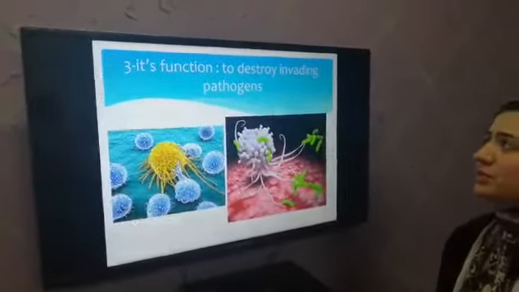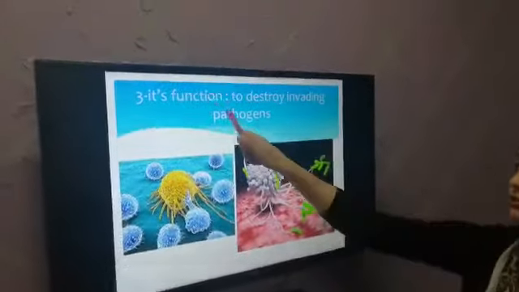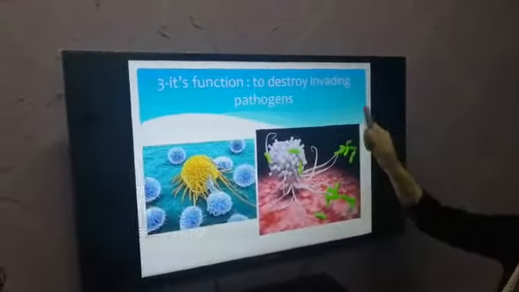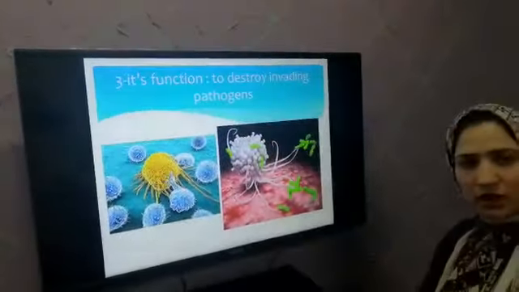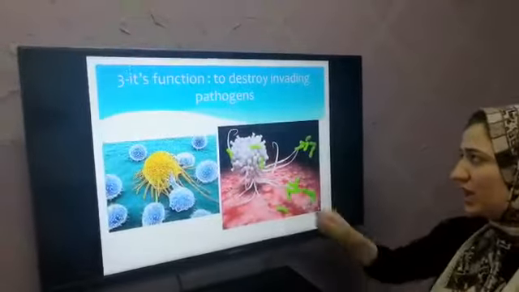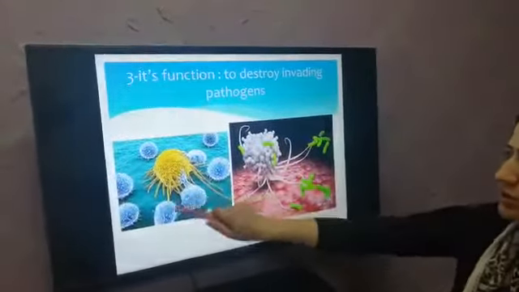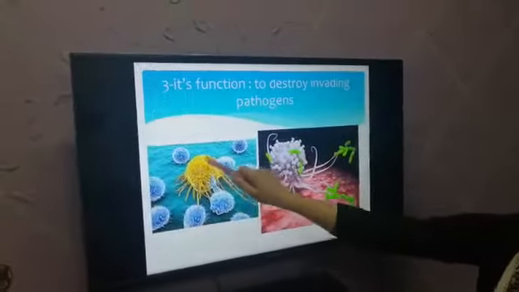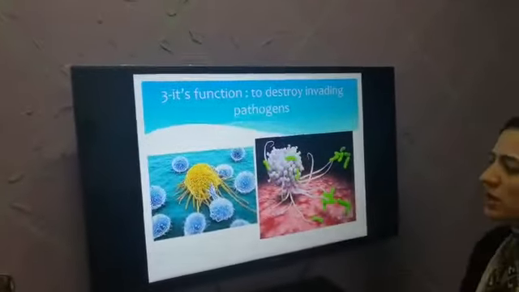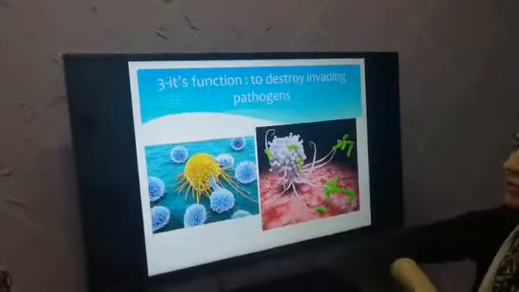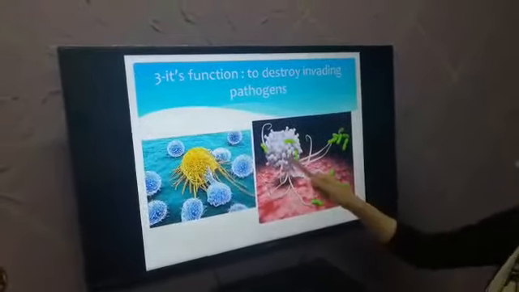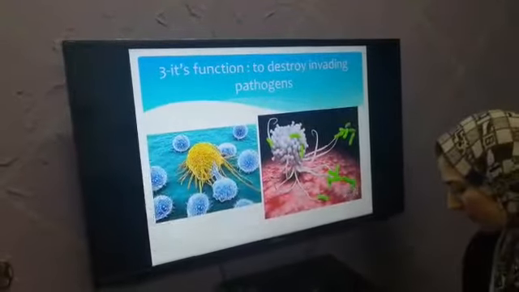Now let's know the function of white blood cell. Its function is to attack and kill invading pathogens. Like this picture, those are white blood cells, and this is the foreign substance or pathogen. The white blood cell will attack this pathogen, like in this picture.